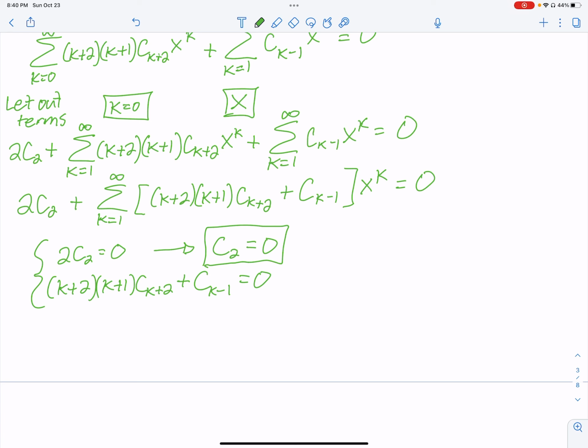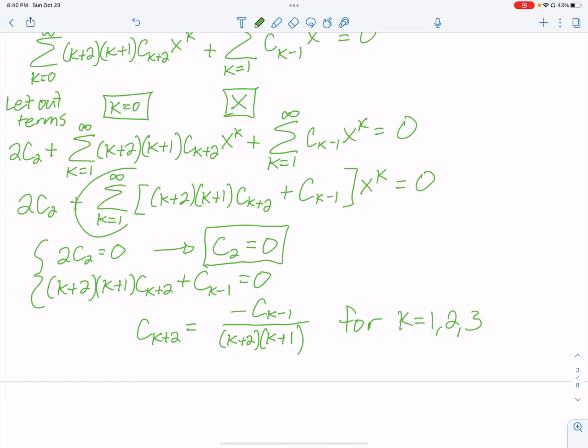What you're always going to want to do is solve for the bigger one. So that means I'm going to solve for ck plus 2. That means I would subtract my ck minus 1, and then I would divide by the k plus 2, k plus 1. That's just solving that equation right above. And I always solve for the bigger k, the bigger index. If you're unsure which one's bigger, plug in 0. 0 plus 2 is 2, 0 minus 1 is negative 1. 2 is bigger than negative 1. So if I follow the indices, this is for k equals 1, 2, 3, and we get that from here. All right, so that's where that comes from.